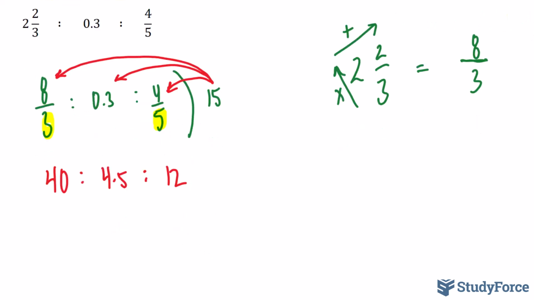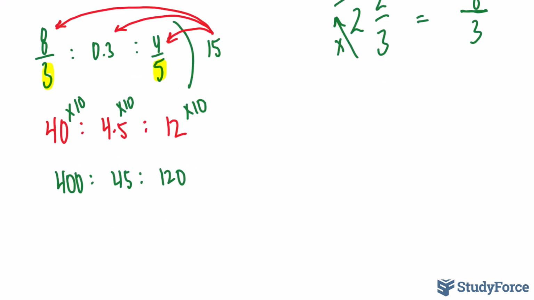We will now multiply by a factor of 10 to eliminate this decimal and make it into an integer. So don't forget to multiply each of these terms by a factor of 10. That gives us 400 to 45 to 120. Now immediately I notice that a common divisor amongst all three of these is the value of 5. So I'll divide them each by 5.